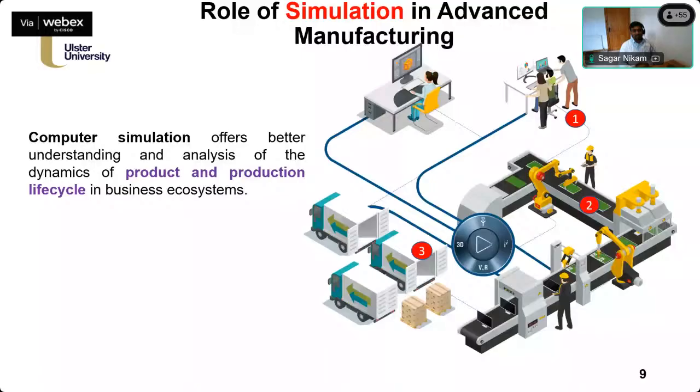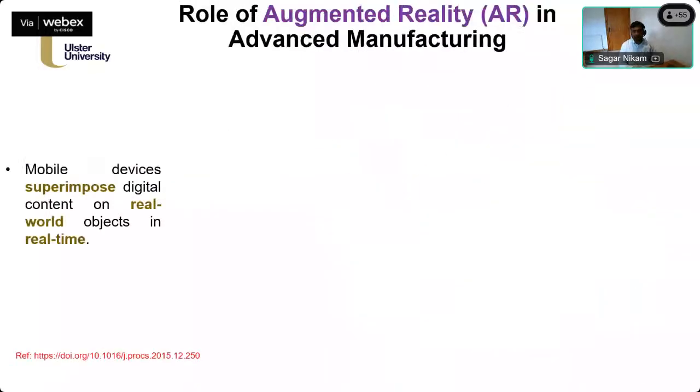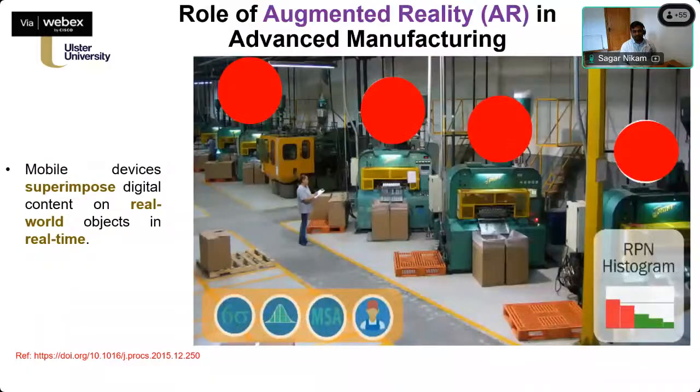Next is the role of augmented reality. This is one of the evolving technologies. Most of the industries currently use augmented reality. Augmented reality is where you impose digital content on the physical world.